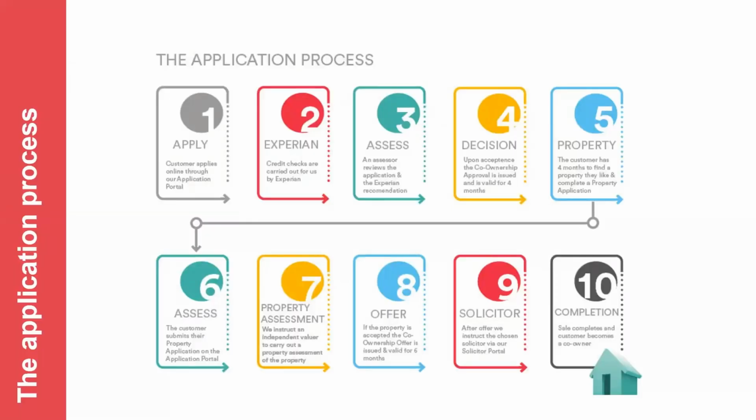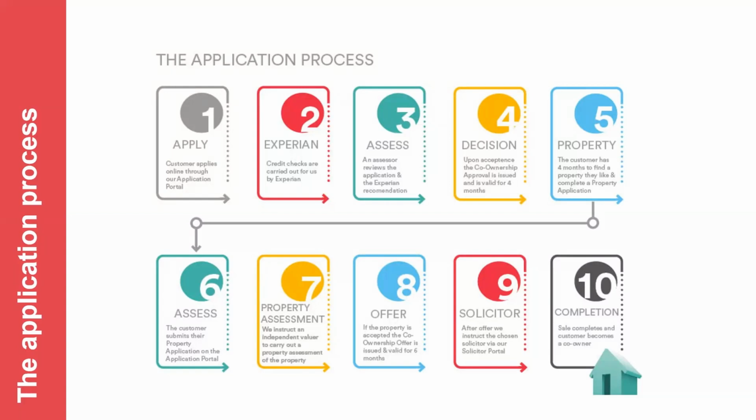The co-ownership application process is a very simple 10-step process. You will initially log on to the co-ownership application portal and you'll upload details of your income and occupation and also some of your personal details as well. We will take a fee from you at that point, which is a £100 non-refundable application fee.